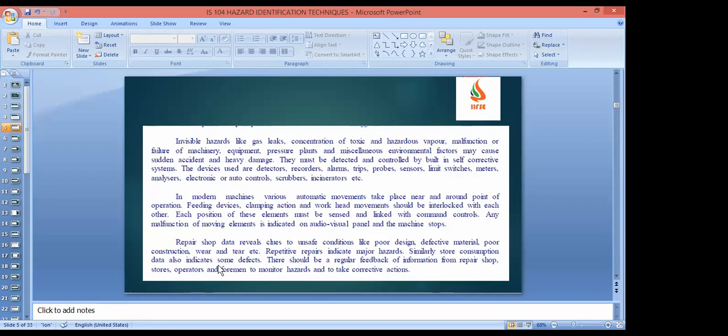There should be regular feedback information from repair shop, stores, operations, and foreman to monitor hazards and to take corrective actions. Store also. For example, I'll take a pipeline. If the gasket consumption from the store keeps on being high, in the sense, whatever gasket they are using in that particular pipeline is not meeting the requirement. That's why they are changing it many times because of failure.